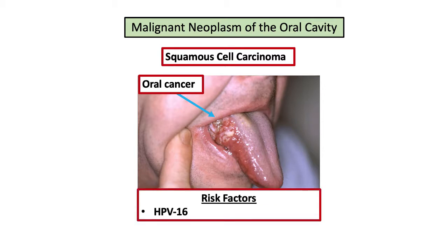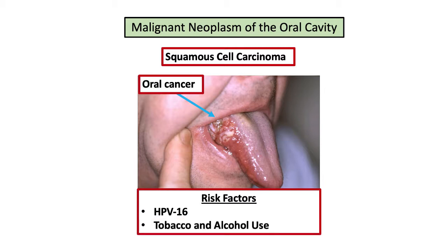You will need to be familiar with predisposing risk factors, including the close association with HPV-16, and whereas this is a close and important association, it is not the most common risk factor. Tobacco use, alcohol use, and the synergistic combination are the most common and preventable risk factors for oral cancer.